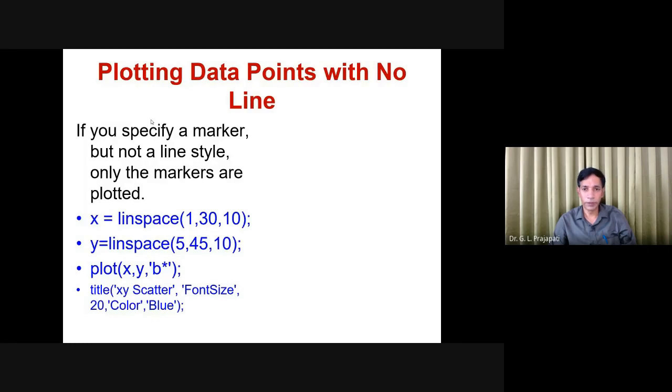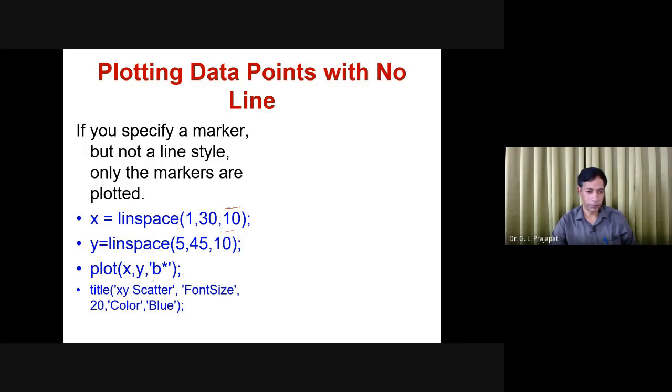Plotting data points with no line. Sometimes you may require just a visualization of your data points. If you specify a marker but not a line style, only the markers are plotted. Here you can see that x is a vector with 10 points, from 1 to 30, and y also has 10 points, from 5 to 45, and you are using plot(x, y).